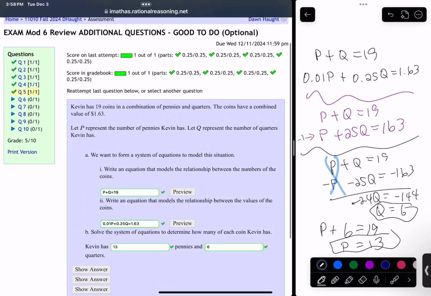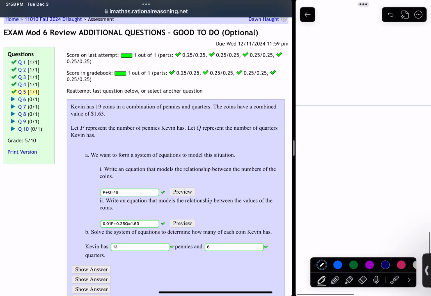So that is a money one. So those are pretty kind of logical. I mean, you can just kind of write out a chart, but I think that's the easiest way to do it, is like I just showed you.